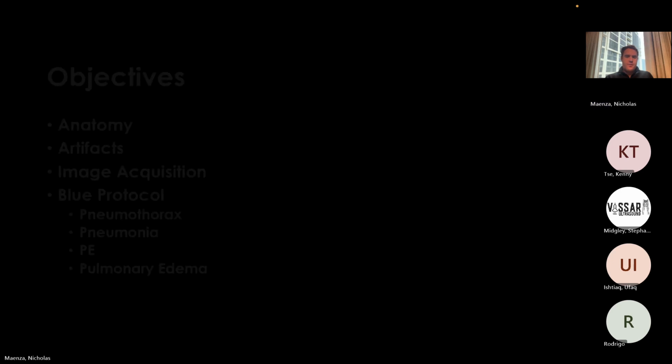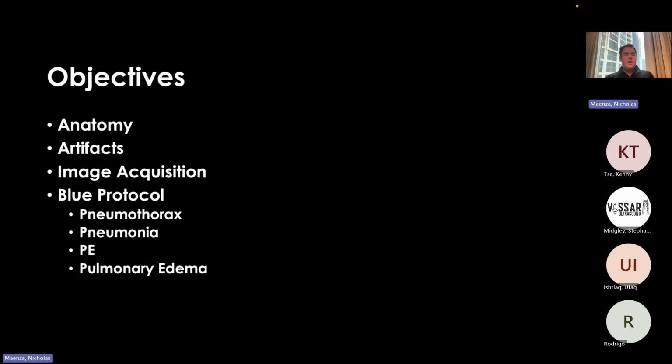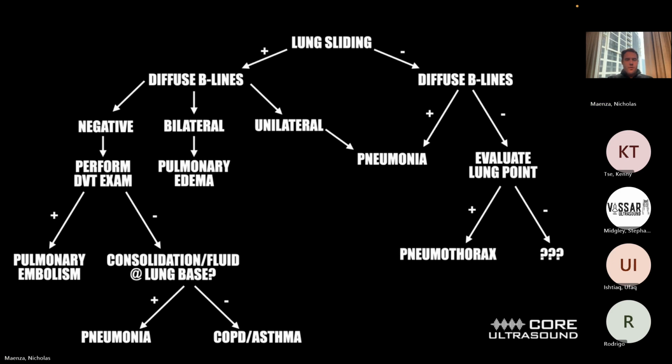All right, so objectives. We're going to talk about the anatomy of pretty much the thorax a bit. We're going to be talking about artifacts, because artifacts play a big role in thoracic ultrasound. We're going to talk about how you actually do the ultrasound, and then we're going to get into the nitty-gritty about the blue protocol, which is the protocol you do for a blue patient, for a respiratory distress patient. And we'll talk about the main pathology associated with the blue protocol. We will jump to this in a little bit, but this is the actual blue protocol, and we're going to go very in depth into this later on.